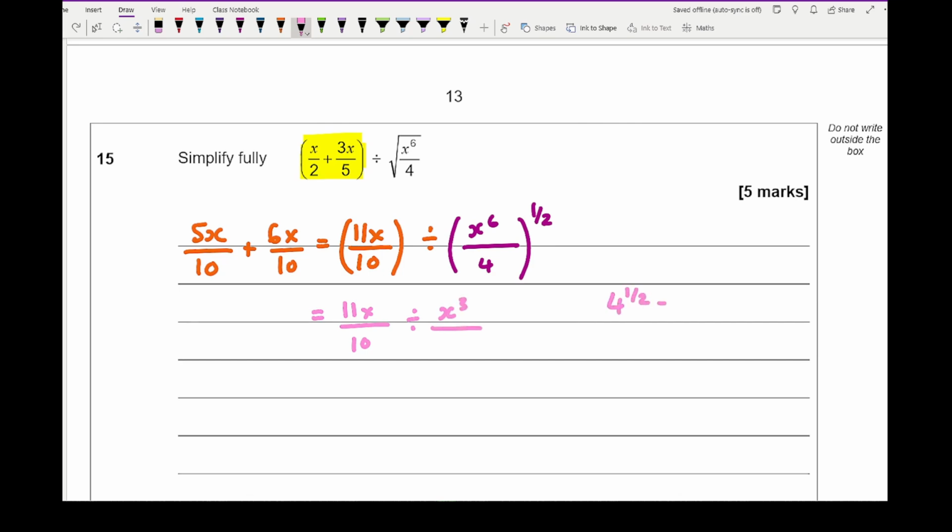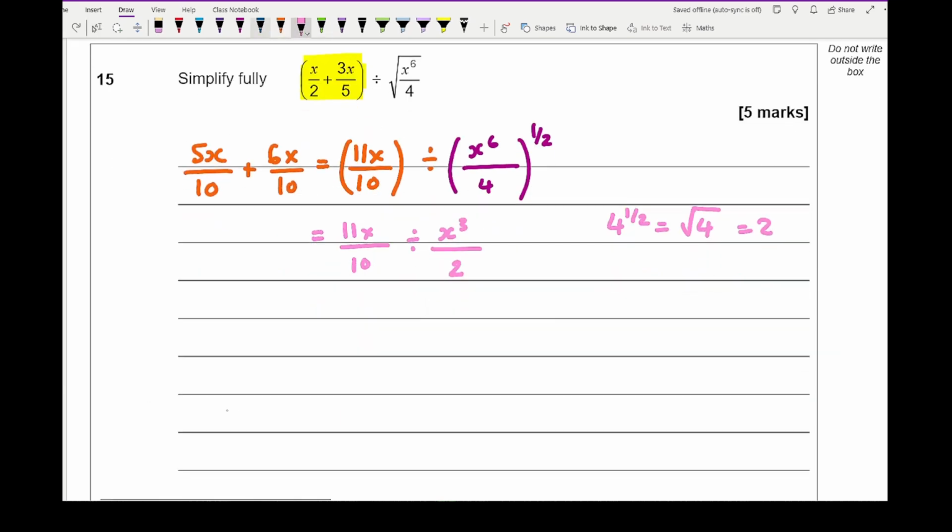Well, anything to the power of a half means the square root, so the square root of 4, which is 2, so I can write 2 there. Now remember the basic rules of dividing fractions. We flip the second fraction and turn it into a multiply, so I end up with 11x over 10 times 2 over x cubed. 11x times 2 is 22x, and that's over 10 times x cubed.